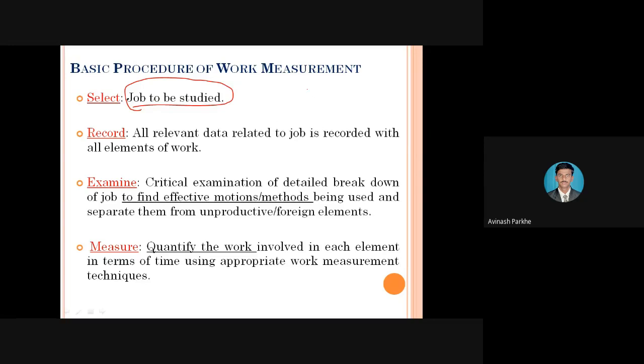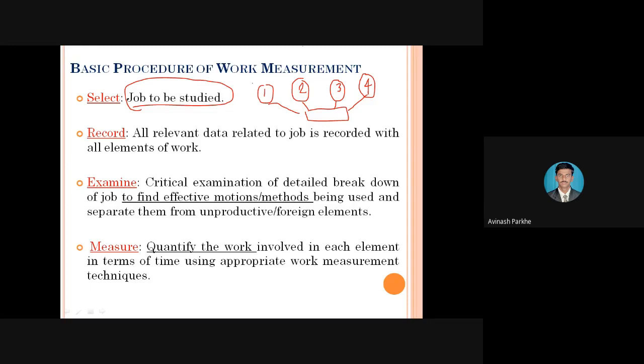For example, some jobs can be manufactured by using a number of processes. For example, process number 1, process number 2, process number 3, and process number 4. So these are the 4 processes. Through these 4 processes, I can manufacture one job. For example, this is one job. I can manufacture this job by using process number 1, process number 2, process number 3, and process number 4.